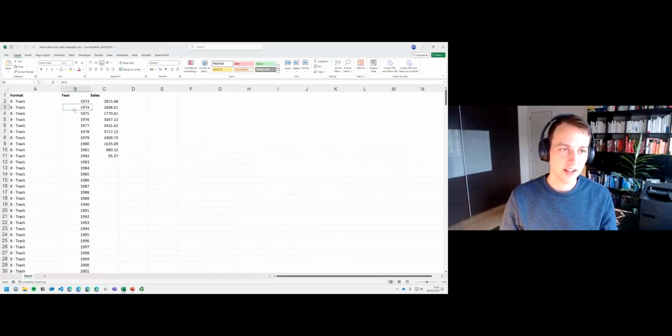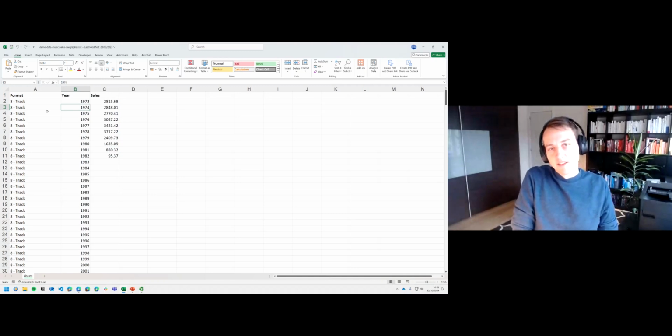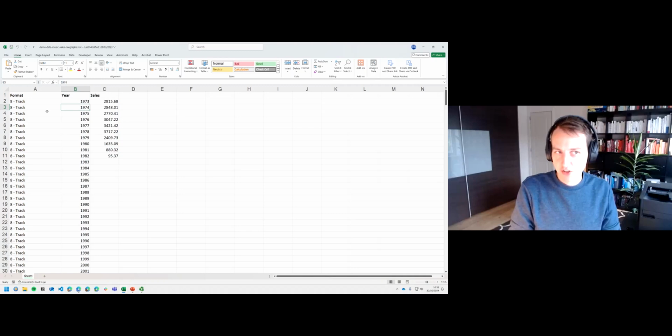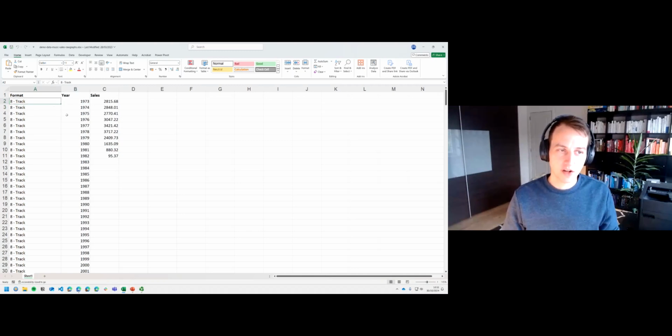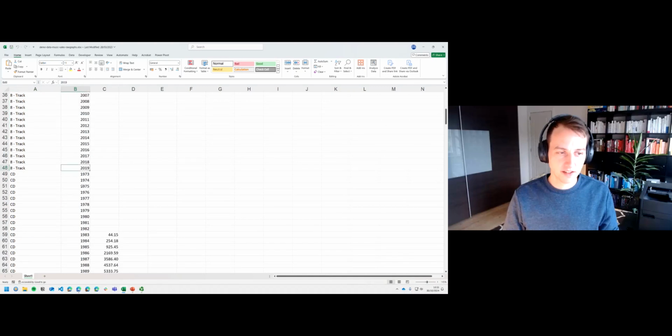I have here in Excel the data that we need. I've already prepared it a little bit in the format that RAWGraphs likes to see it, that most data visualization tools like to see their data: one dimension per column. So in this case we have 3 dimensions. We have the format, we have the year, and we have the sales. We have that 8-track is a bit of an older format, but for each of the formats we have the data from 1973 until 2019.